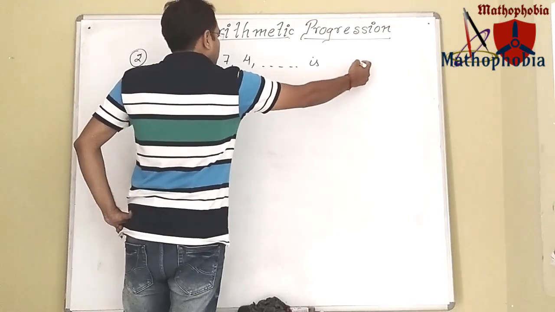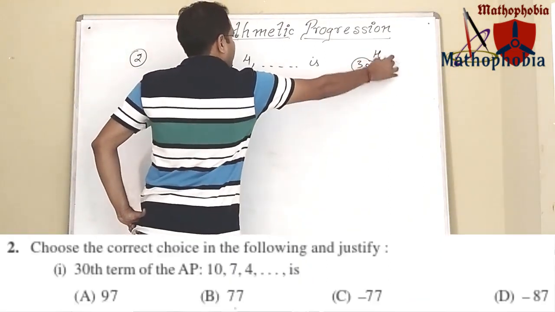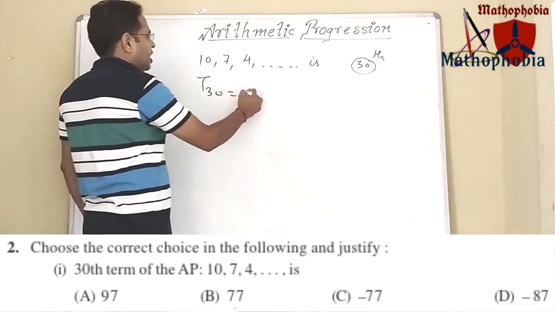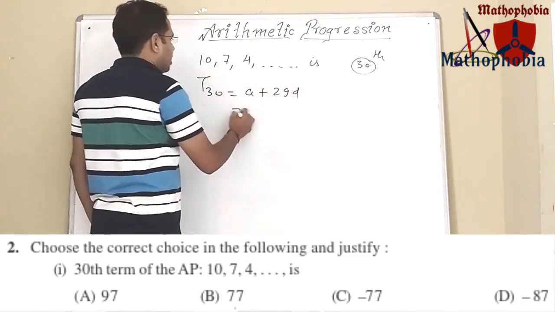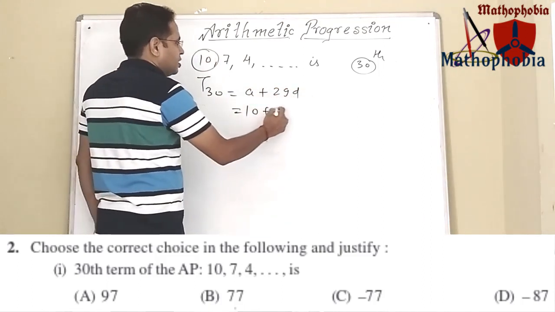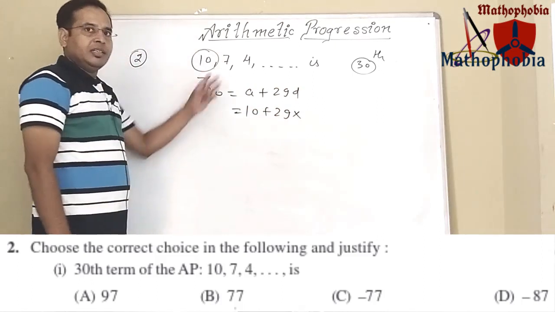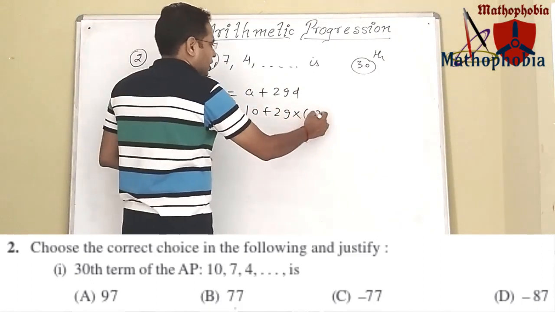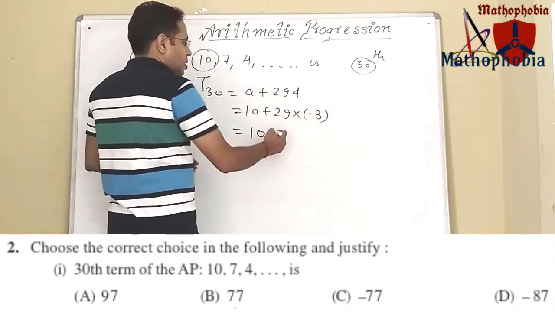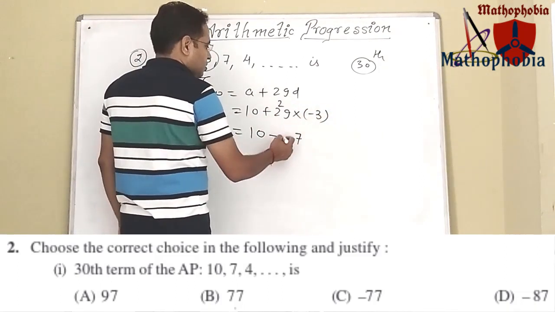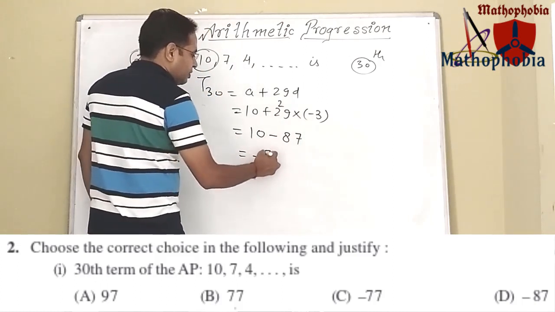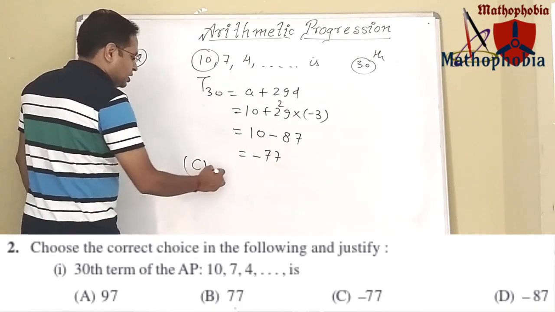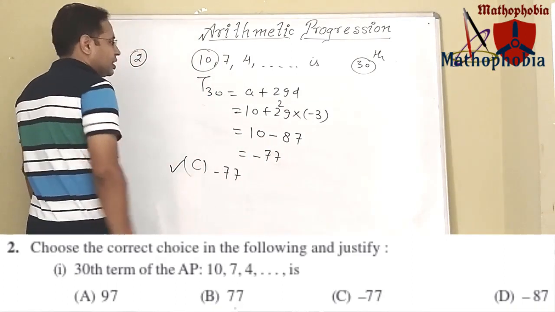The options are given, and we need to find which one of the following is its 30th term. So let's find out its 30th term. The 30th term is A plus 29D. Okay, what is the value of A? A is 10, plus 29, and what is the value of D? 7 minus 10, how much you will get? Minus 3. So 10 minus 87, you will get minus 77. So option number C, minus 77, will be your correct answer.